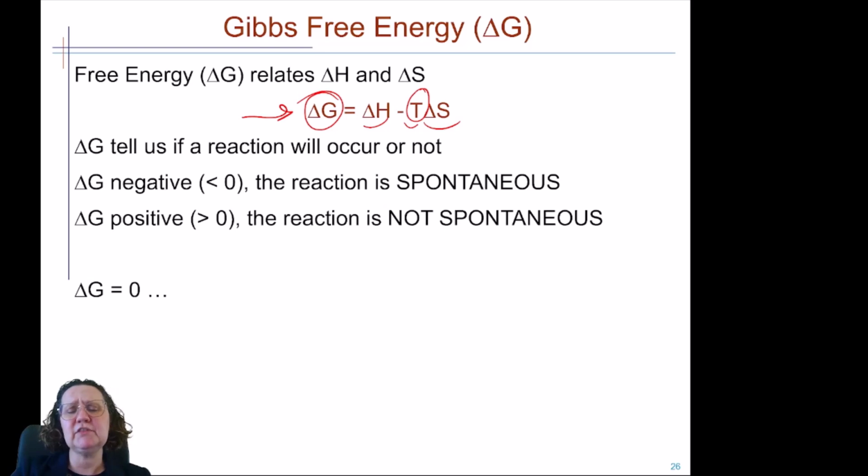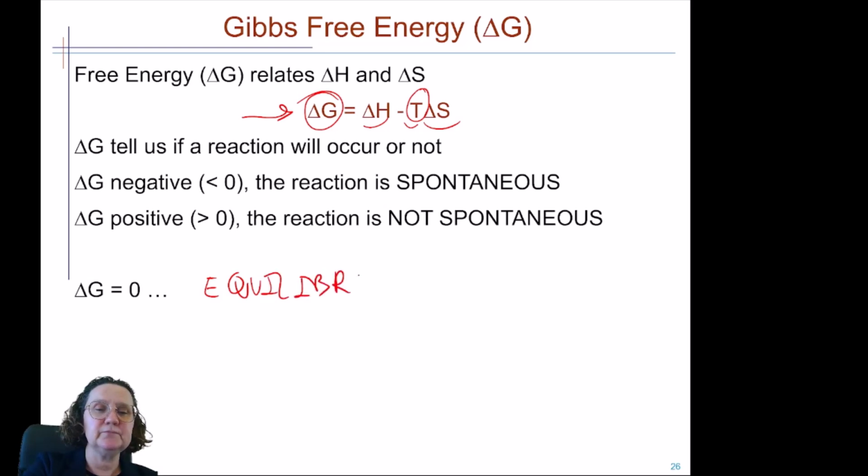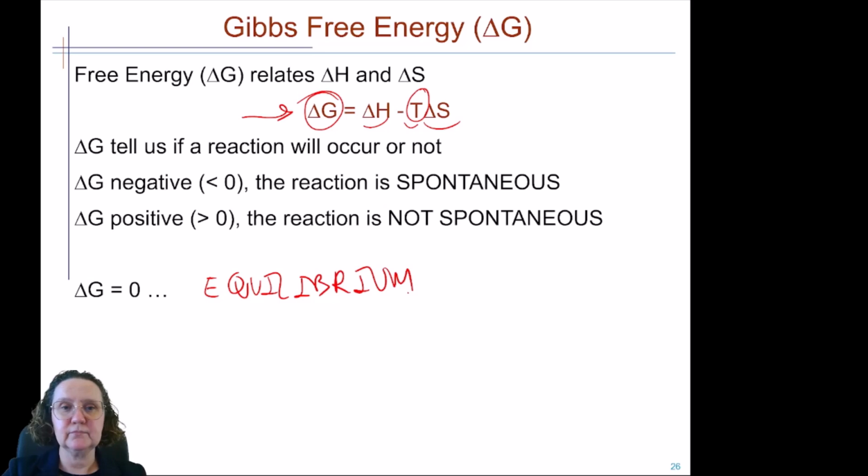And interestingly, we have a third case. What happens if delta G is 0? So it's not negative and it's not positive. Is it spontaneous or not spontaneous? Well, the answer is both spontaneous and not spontaneous at the same time. The reaction is what we call in equilibrium. And more about that in future videos. So for now, just keep that in mind.